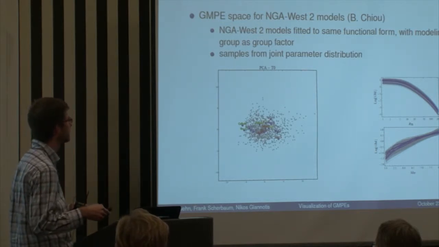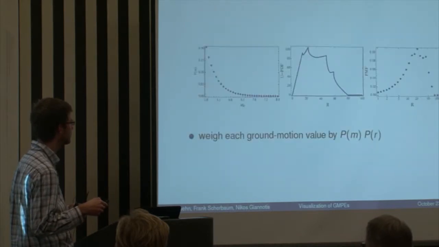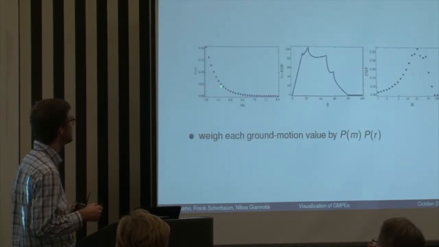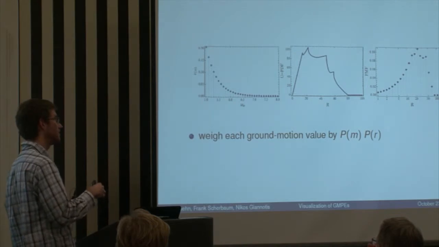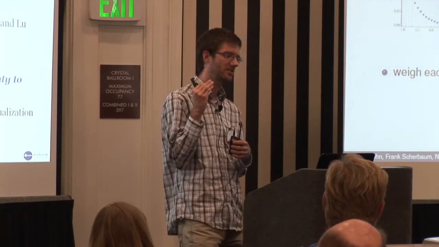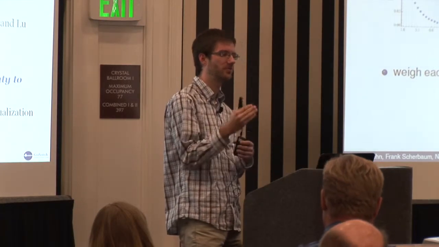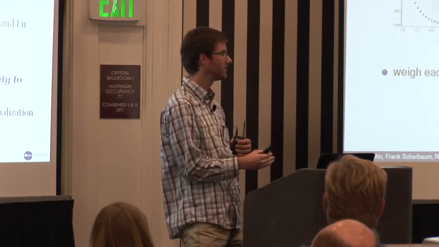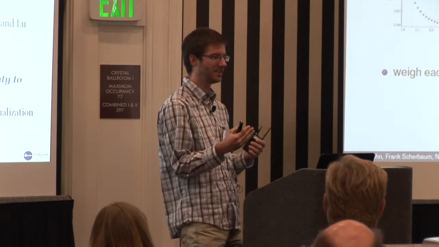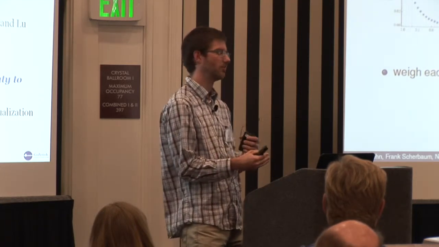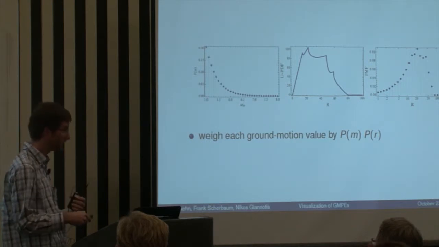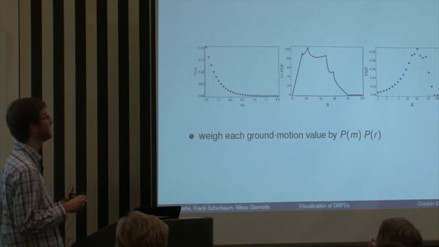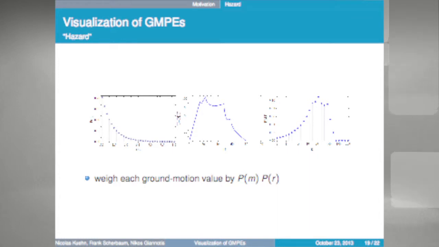All right, this is that one. So what we did so far is we have magnitudes 5 to 8, distances 1 to 200, and each point is equally important. But this is, of course, not what we want for the hazard. So I calculated something which is similar to hazard. I call this the poor man's hazard.